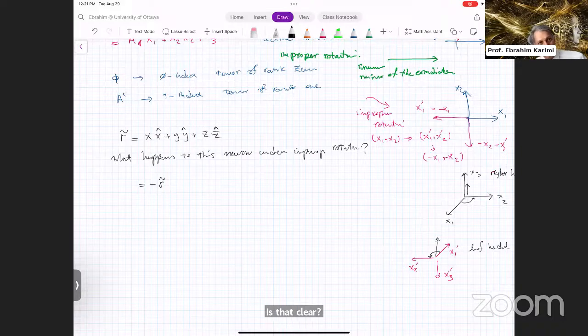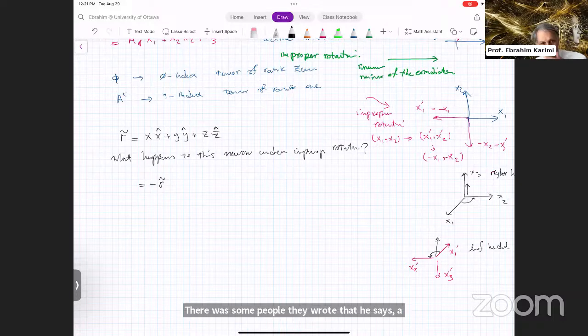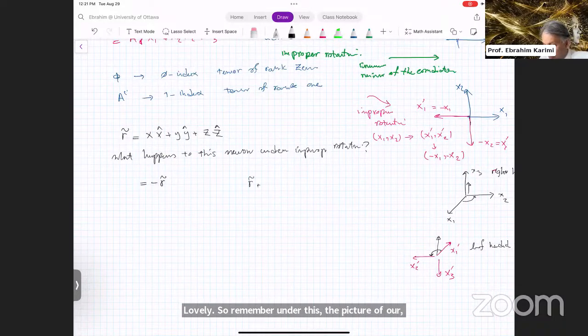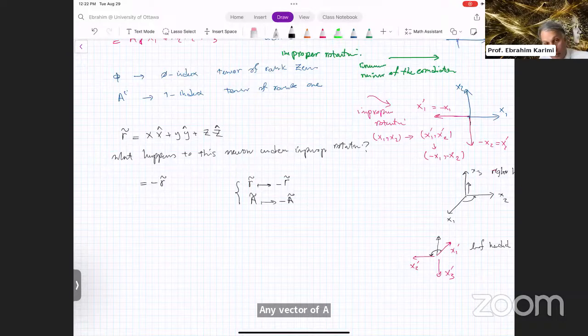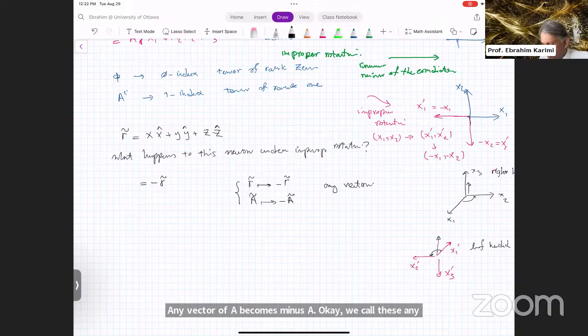Some people wrote that it is a rotation of 180 degrees. Okay, perfect, Mubin. Lovely. So remember, under this improper rotation, the vector r, which is the coordinate vector, becomes minus r. Any vector a becomes minus a. We call this any vector. But is that true? Does any vector act like this?